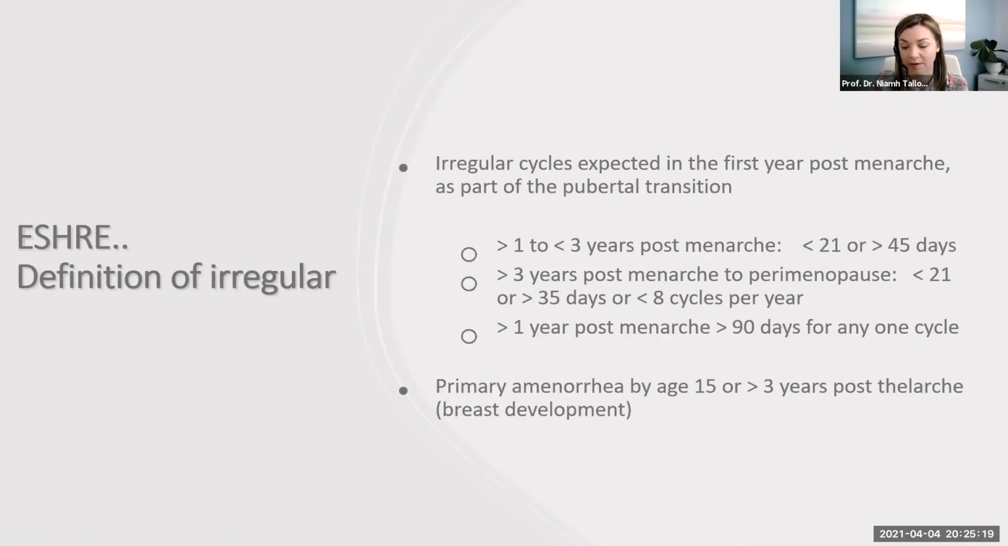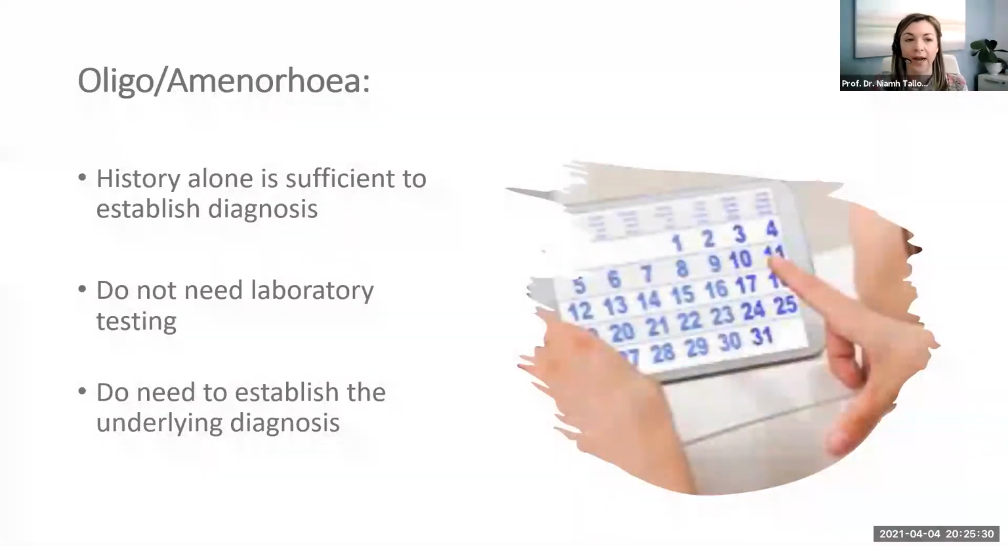And primary amenorrhea is where you don't have any menses by the age of 15, or 3 years after the thelarche, the start of breast development. So this is useful to help guide you from a history. And certainly where that patient gives a difficult history to interpret, where they're unsure of what is going on and when was their last cycle and how many they've had in a year, history alone is really sufficient to make the diagnosis of oligomenorrhea or amenorrhea. You don't need to go to the next step of laboratory testing with progesterones to confirm that.